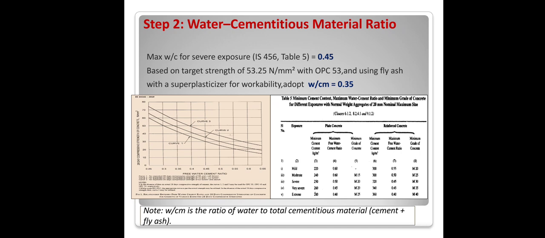Step 2, water to cementitious material ratio. For severe exposure, IS 456 table 5 gives the maximum water cement ratio at 0.45. But given our high target strength, and the benefit of fly ash combined with a superplasticizer for workability, we adopt a lower ratio of 0.35. So this is the water to cementitious material ratio, meaning water divided by the combined mass of cement and fly ash.